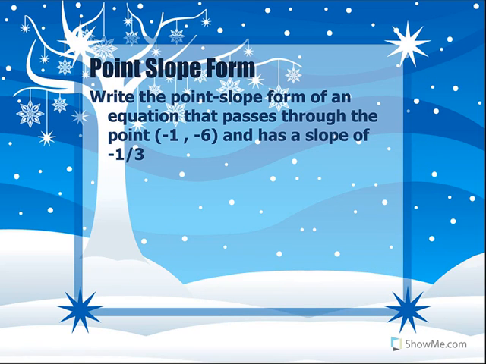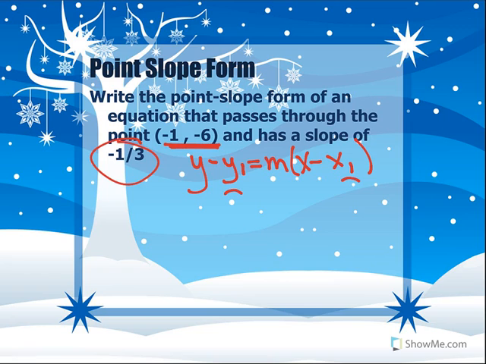This is asking us to write the point slope form of an equation that passes through the point -1, -6, and has a slope of -1/3. Our equation again was y minus y1 equals m times x minus x1. We plug in our ordered pair for x1 and y1, and of course we have our slope. So it's just y minus my y value, which was -6, equals my slope, which is -1/3, times x minus my x value, which was -1.